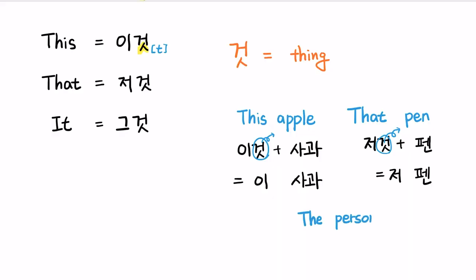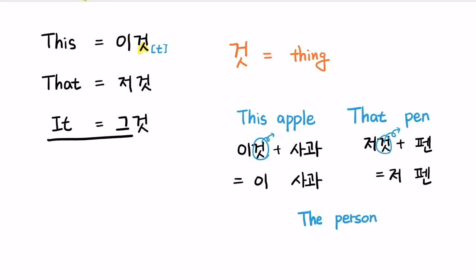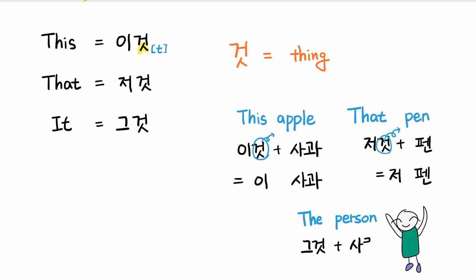The person we are talking about, all right? There are certain cases where we have to use the person we are talking about, right? So in this case we use 그것 plus person, 사람. So guys, again, the thing, person doesn't make sense, right? That's why we have to remove this 것 and then add them together. That's why it becomes 그 사람, the one that we are talking about right now.